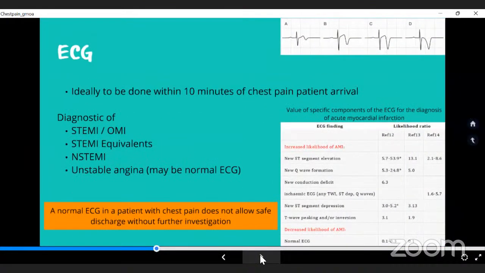Okay, ECG. So this is not the ECG lecture. ECG in acute myocardial infarction is another big topic. But the importance is, for a patient coming with chest pain, whatever it feels like, at whatever age, you need to take the ECG as soon as possible, ideally within 10 minutes.